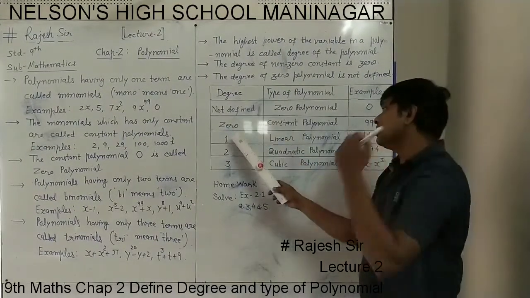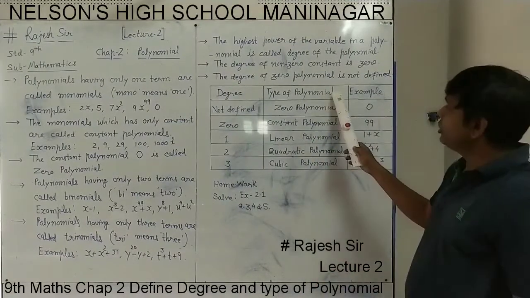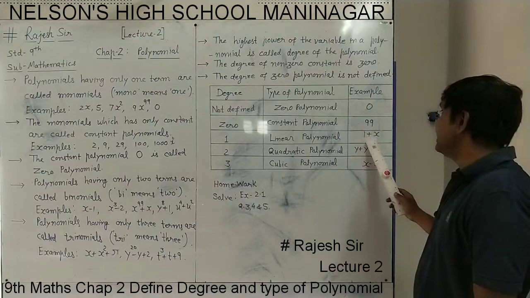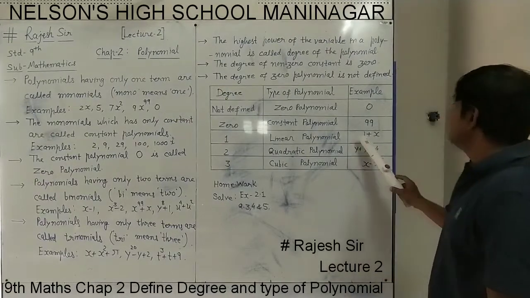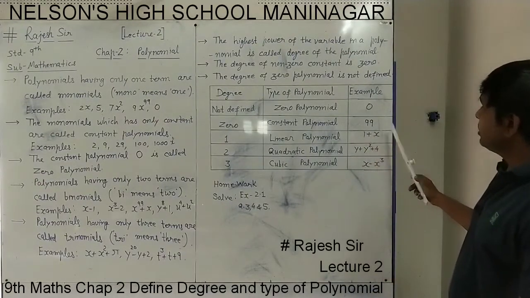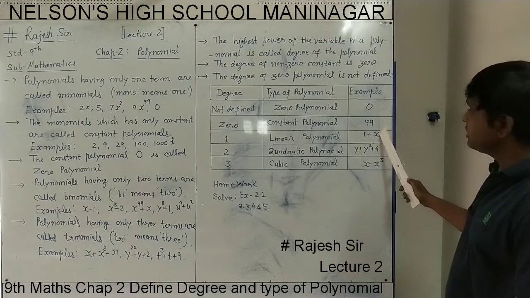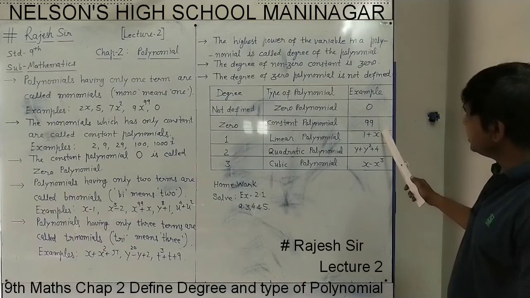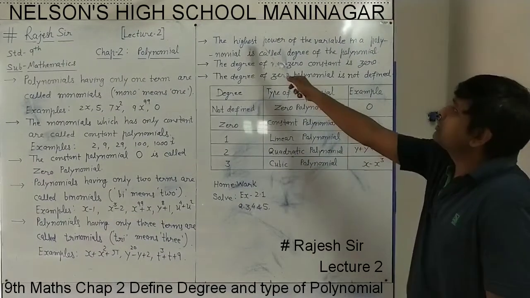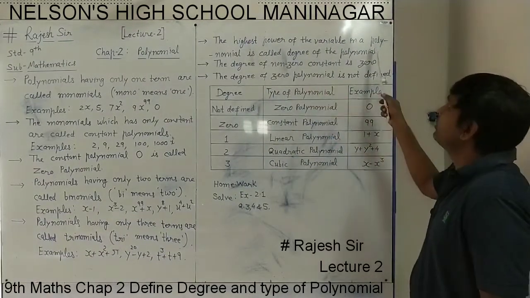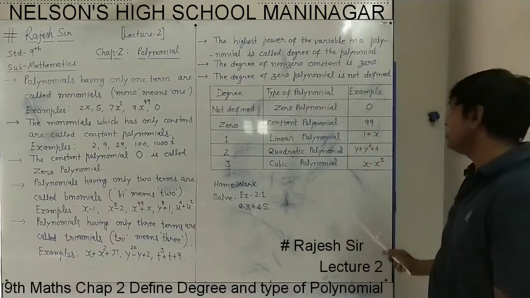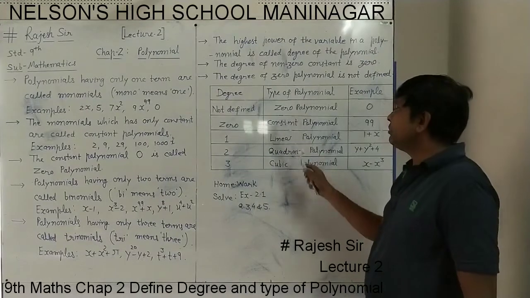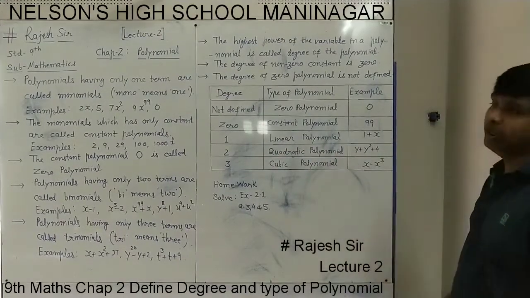Now if the degree is 1, the type of polynomial we have to consider is a linear polynomial. One example is 1 plus x. 1 plus x is a polynomial where the power of x is 1 and it is the highest power. So its degree is 1, due to the definition: the highest power of the variable in the polynomial is called the degree of the polynomial. So the highest power is 1 here, its degree is 1, and the type of polynomial is called a linear polynomial.